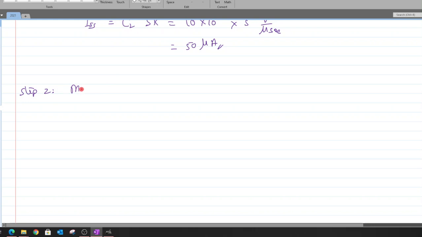the M3 and M4 sizing from ICMR plus. Okay, so before I talk about this ICMR plus, I just want to talk about what is meant by ICMR. Okay, so ICMR stands for input common mode range.